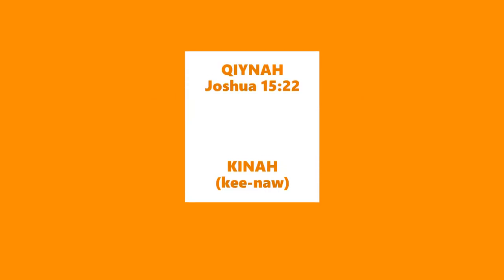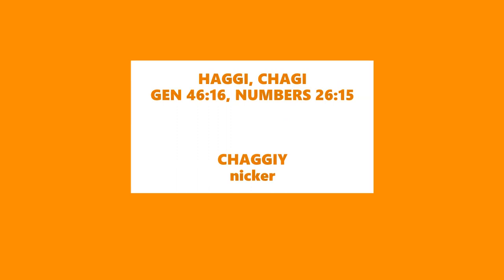Then we'll have Kina. Kina is a greeting in Boki. So you also have Kina in Joshua 15 verse 22. Then we have Kagi. What you have in your Bible as Haggai is actually Kagi. Genesis 46:16, Numbers 26:15. Kagi is like Nika in Boki, like Kaki. So they call it Kaki.